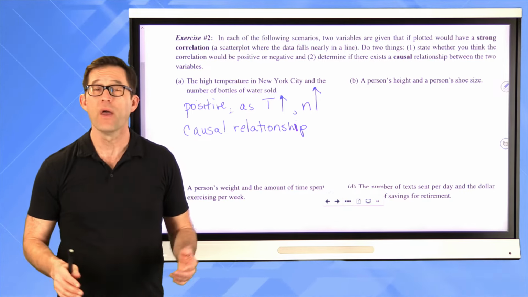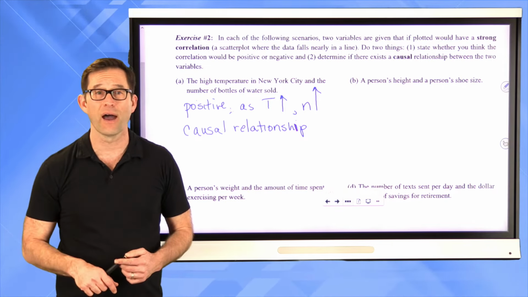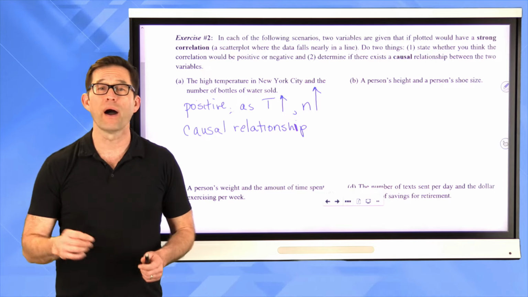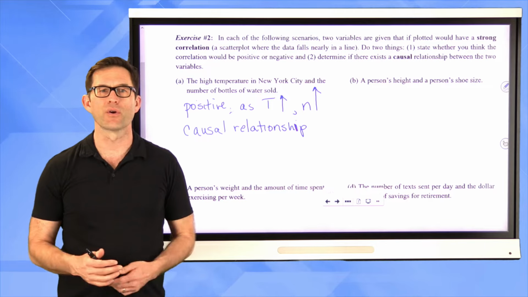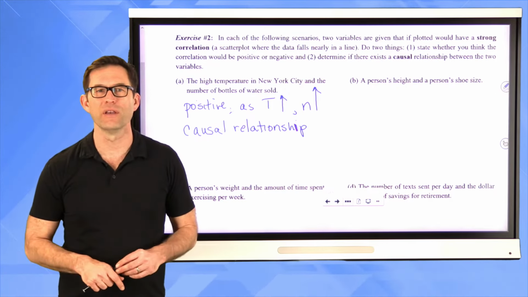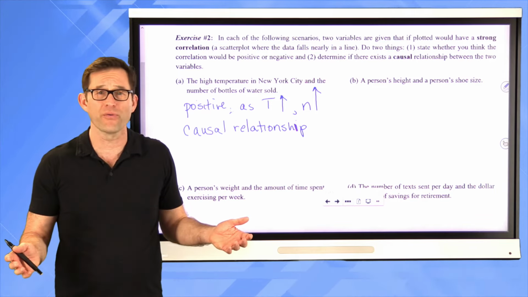It's that simple. If you were to be in New York City on a day where it was 40 degrees Fahrenheit as its high, you wouldn't find a lot of people buying bottles of water. You know, there'd still be people buying bottles of water. But then if you were in New York City on a sweltering 95-degree day, you'd see the number of bottles of water just skyrocket because people are more thirsty, right?